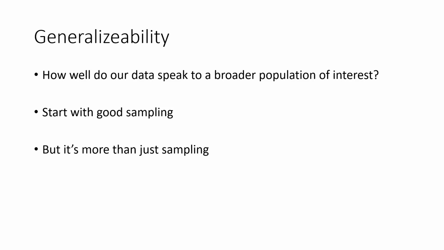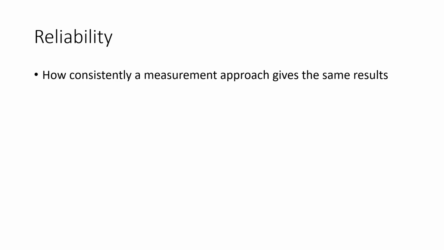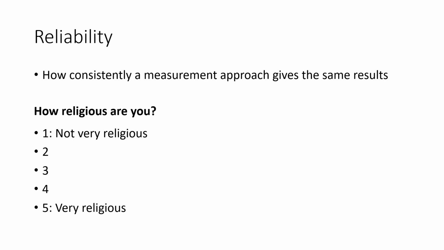And there are several ways we can think about this. Reliability tells us how consistently a measurement approach will give the same results. Let's say we wanted to measure religiosity, how religious a person is. We could ask them directly, like we did for happiness, maybe give them a scale from 1 to 5, not very religious all the way to very religious. It works, but it's very subjective. Your 5 might not be my 5.